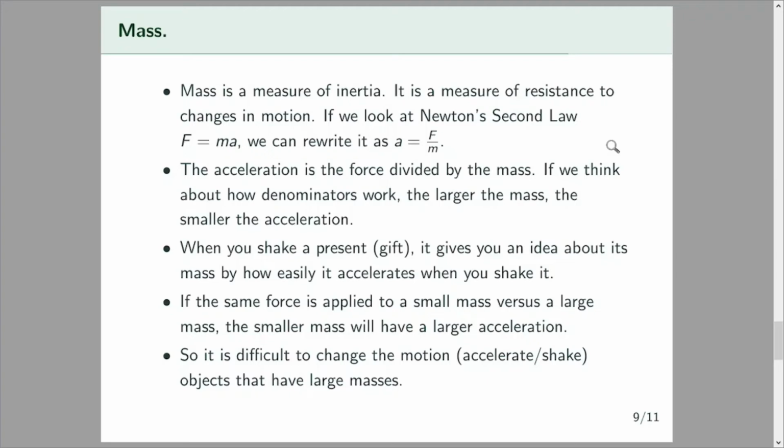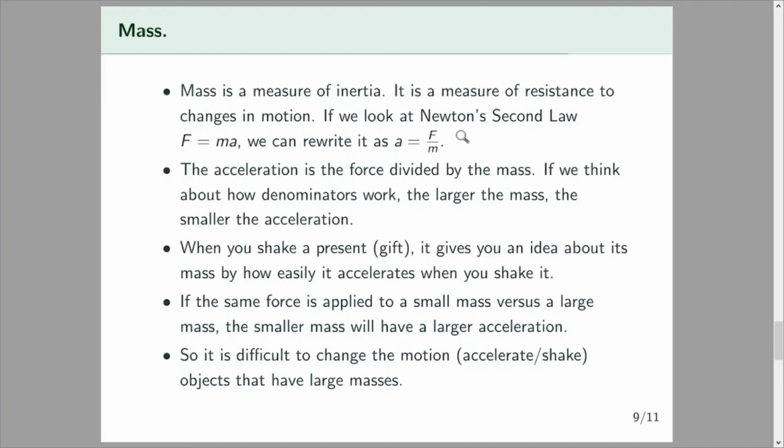If you remember your fraction math, and I'm not asking you to do any right now, I'm just saying look at this quantity. If I exert the same force on a bigger and bigger mass, the acceleration gets smaller and smaller, right? Just as when I had the same force acting on me versus the same force acting on the Earth, the acceleration of the two objects was very different. The acceleration is the force divided by the mass. If we think of how denominators work, the larger the mass, the smaller the acceleration.